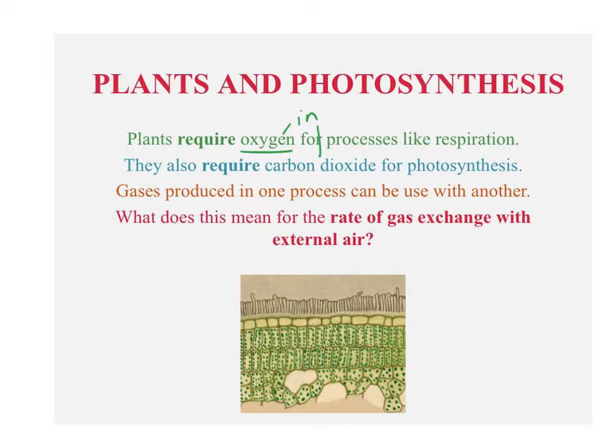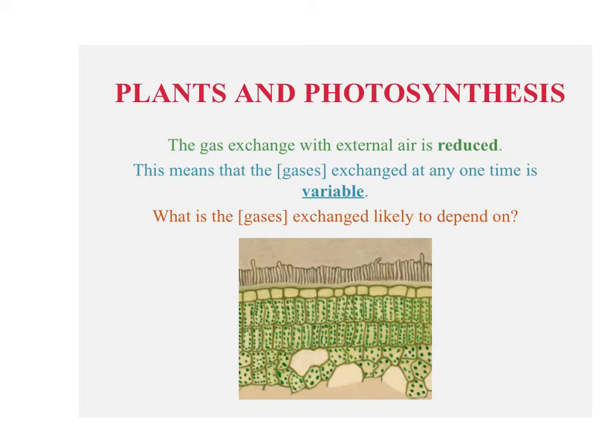But have a think, what does that mean for the rate of gas exchange with the external air? Is it going to increase? Is it going to decrease? And why? At any time, the gas exchange with external air is reduced because we can use gases for other processes. What this means is that sometimes plants don't need to take in as much gas as they would at another time. Remember, when we're using these square brackets, they mean concentration.